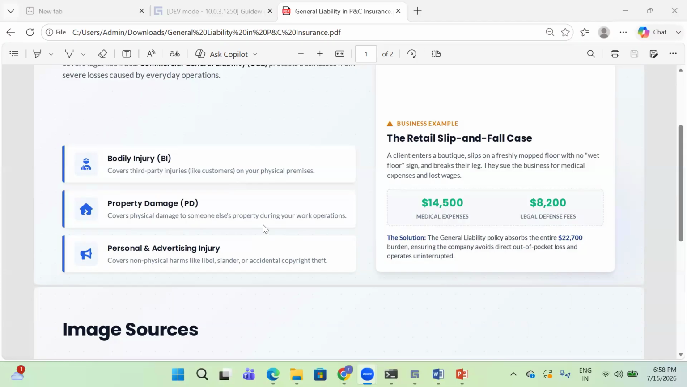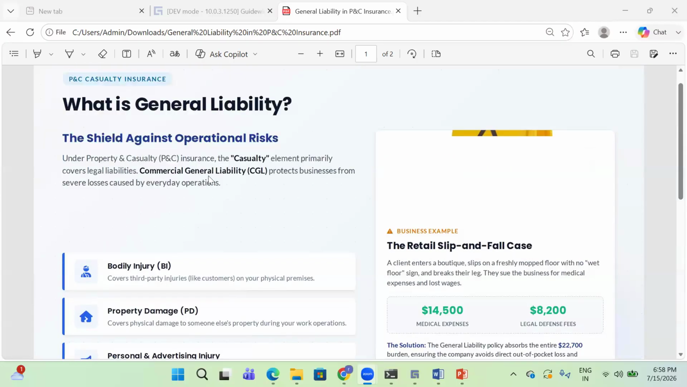Third is personal and advertising injury, which covers non-physical harms like libel, slander, and copyright theft. So these are the three: bodily injury, property damage, followed by personal and advertising injury. These are the three combinations which will be covered under general liability.